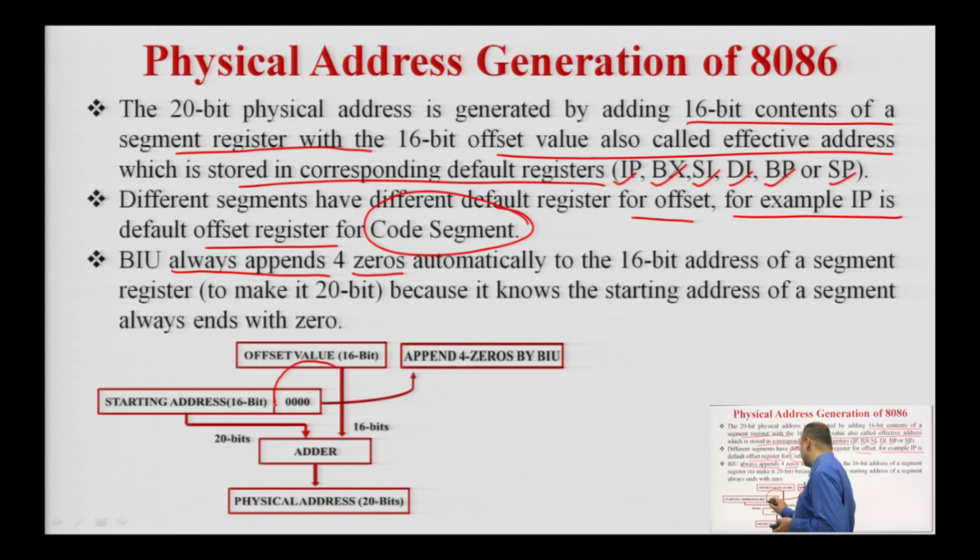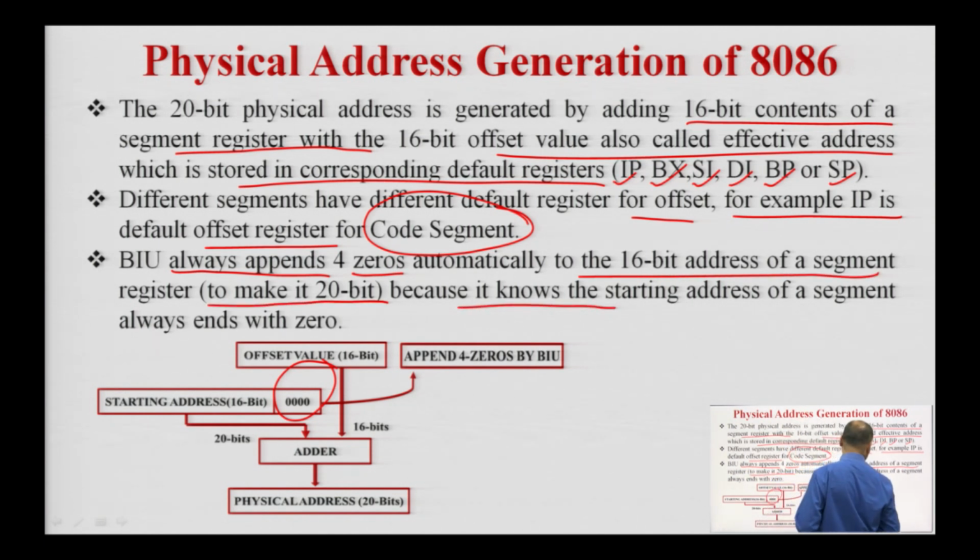So see here, 0H is appended to the starting address of the segment register. This way the 20 bits are obtained, and these 20 bits are added with the offset value, which is one of the instruction pointer, BX register, source index register, destination index register, base pointer, or stack pointer register. The bus interface unit always appends 4 zeros automatically to the 16-bit address of a segment register to make it 20-bit, because it knows the starting address of a segment always ends with 0.